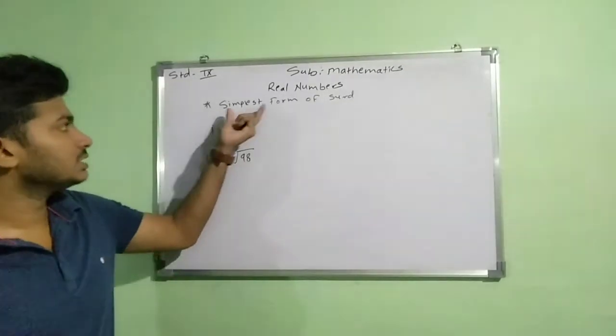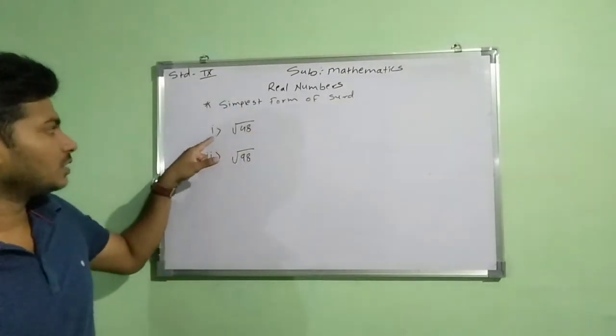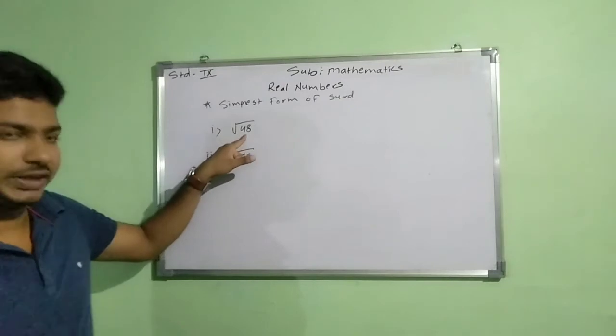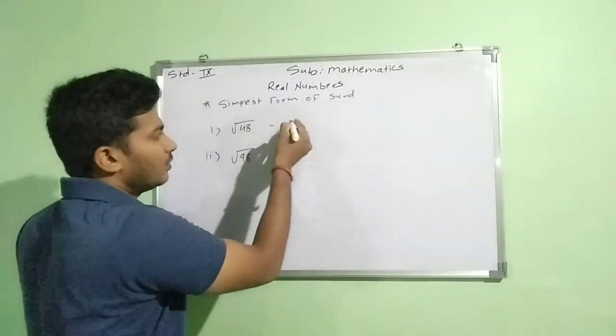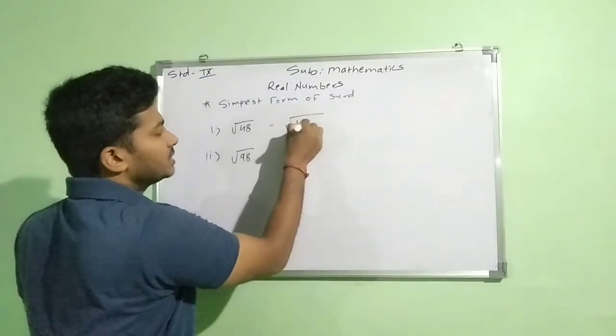Now we will see what is the simplest form of a surd. Suppose we have example 1, which is square root of 48. Now look here, square root of 48 we can write as square root of 16 into 3.